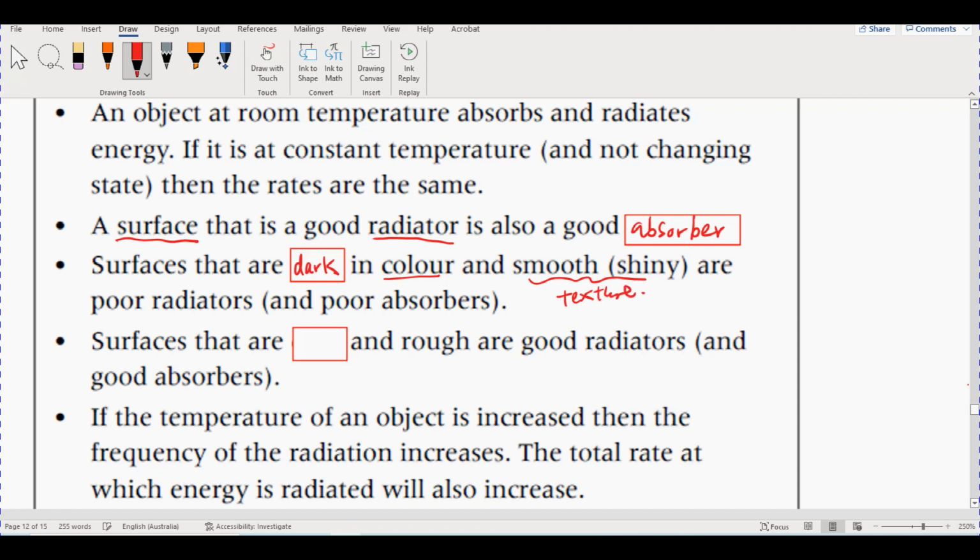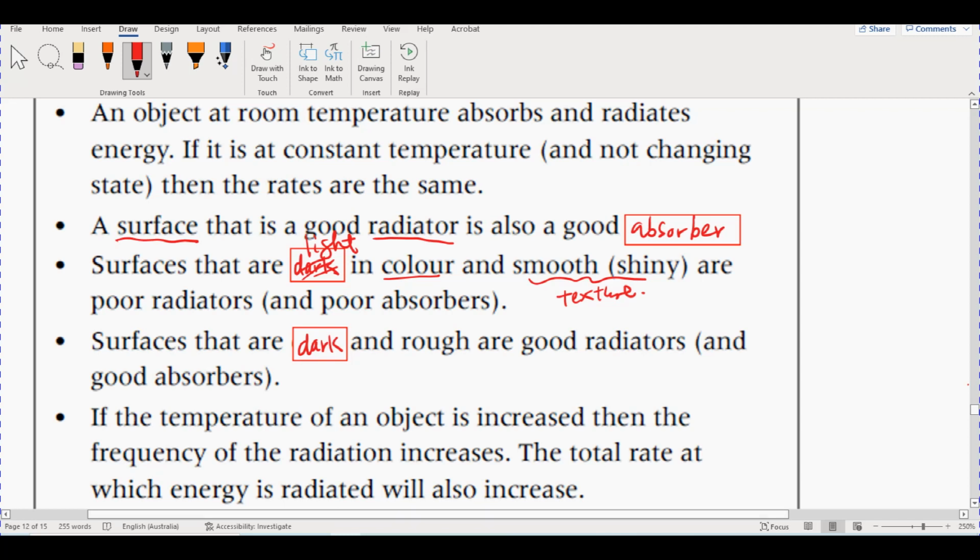Sorry, I think I made a mistake here. Light in color, sorry, it's the other way. Light in color and smooth are poor radiators, and so poor absorbers. On the other hand, if you ask what the good radiators are, then they must be dark and rough. So this is the opposite. In terms of color, it's light or dark. In terms of texture, it's smooth or rough.